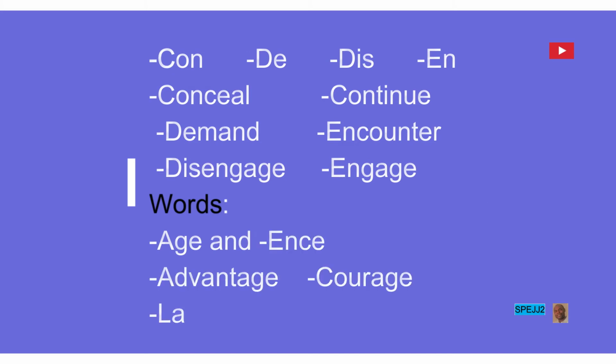The Normans also introduced words that start with con, dis, and en, such as conceal, continue, demand, encounter, disengage, and engage. Words ending in age and ence, as in advantage, courage, language, and commence.